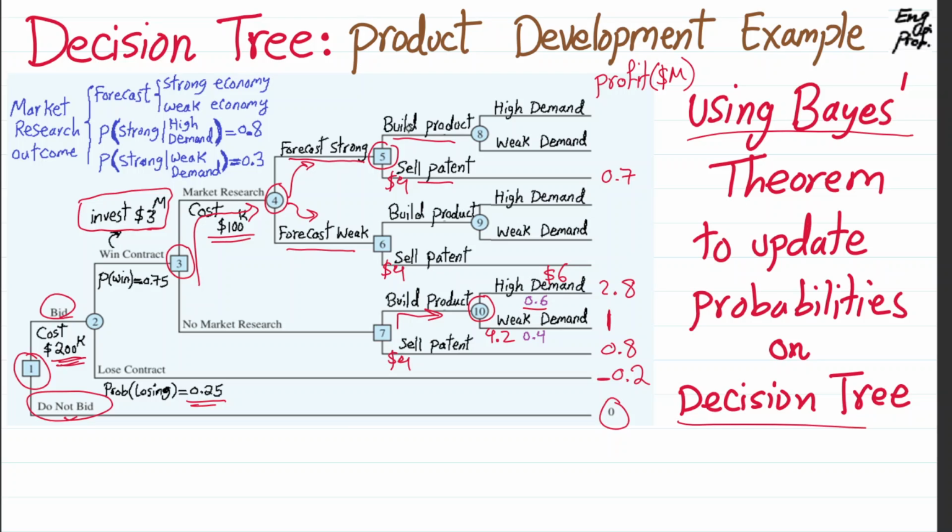And if it is building the product, the decision is building the product, but then we get to chance node number 8, depending on the real situation with the actual demand.